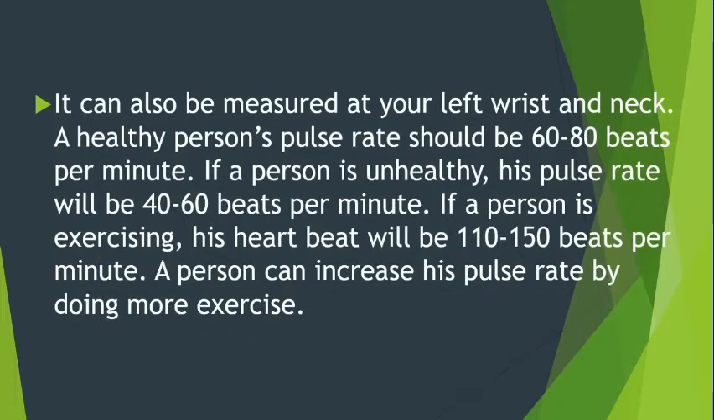A healthy person's pulse rate should be 60 to 80 beats per minute. If a person is unhealthy, his pulse rate will be 40 to 60 beats per minute. If a person is exercising, his heartbeat will be 110 to 150 beats per minute. A person can increase his pulse rate by doing more exercise.